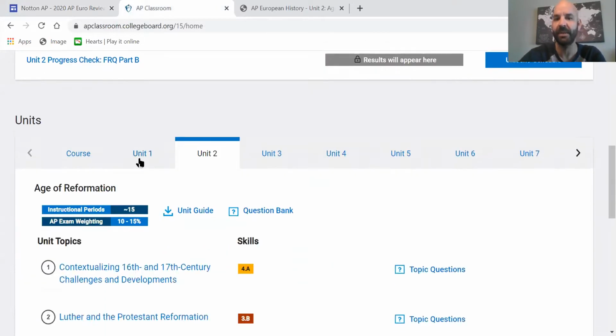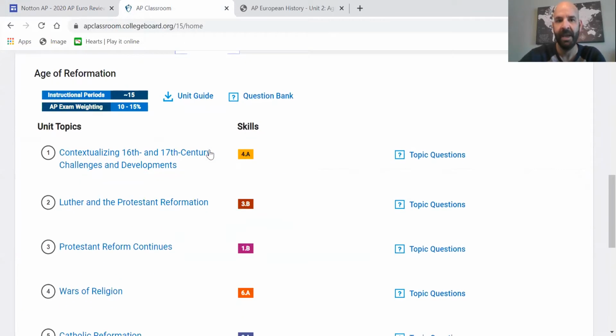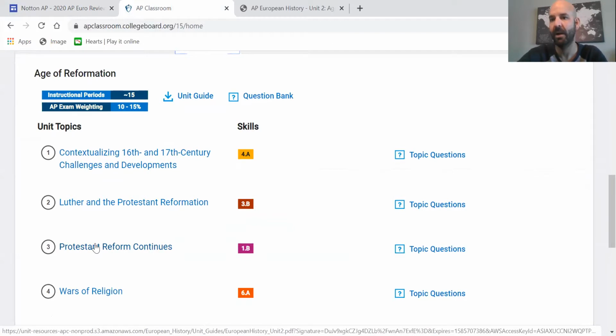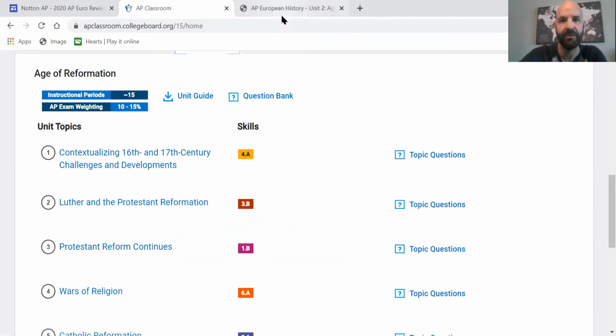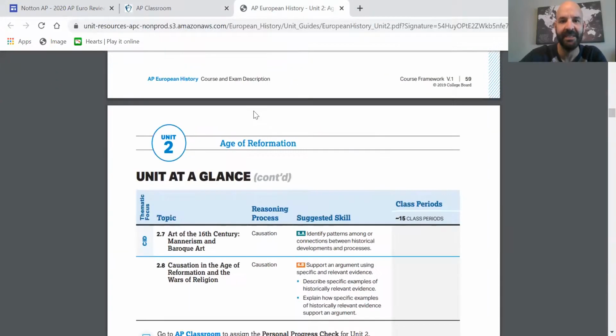So we're going to move on to Unit 2. We had previously been on Unit 1. We just go over there, click Unit 2. And we'll be talking about a little bit of 2.1 and then mostly 2.2 and 2.3, which is entirely about the Protestant Reformation.